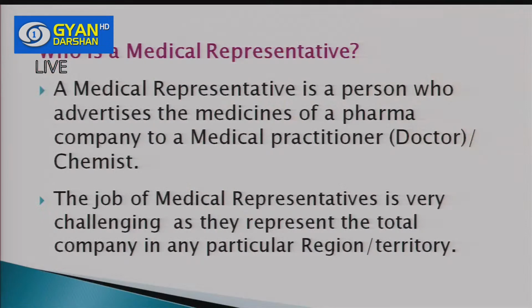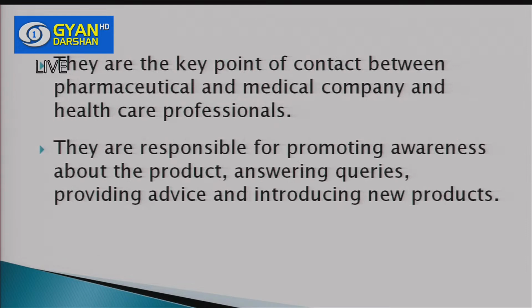So, as we see here, who is a medical representative? As I have explained, a medical representative is a person who advertises the medicines of a pharma company to any medical practitioner or a doctor or maybe a chemist also. And the job of a medical representative is very challenging. They represent the company. They are advertising the product of a particular company. So in their particular region or territory, they are the ones who shoulder this responsibility that the pros and the cons of a product, of a medicine should be well known to any chemist or a healthcare professional.